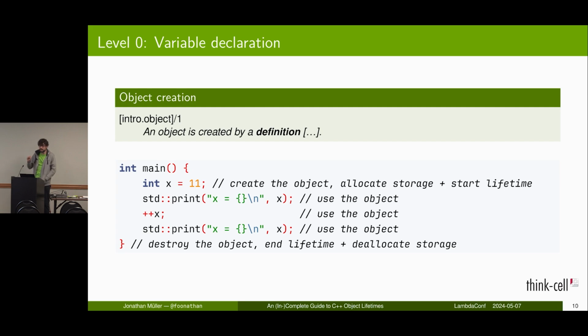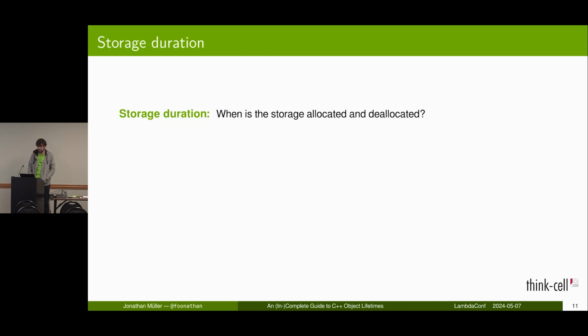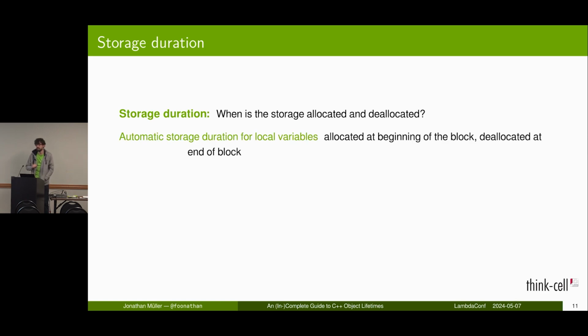Now, when exactly this happens depends on the storage duration. So the storage duration controls when the storage is allocated and deallocated. And here we have to consider three storage durations. The first one is automatic storage duration. This is the storage duration of local variables. They're allocated at the beginning of the block and deallocated at the end of the block. So when you have a local variable, it's allocated in a block, and then when the block ends, it's deallocated.